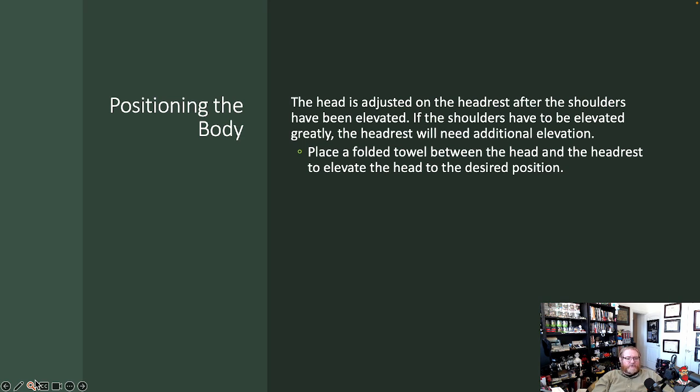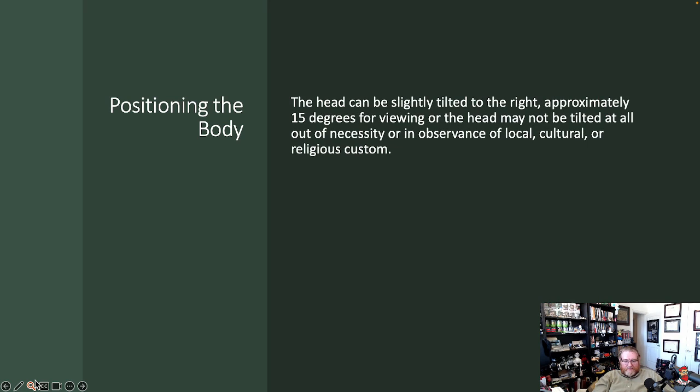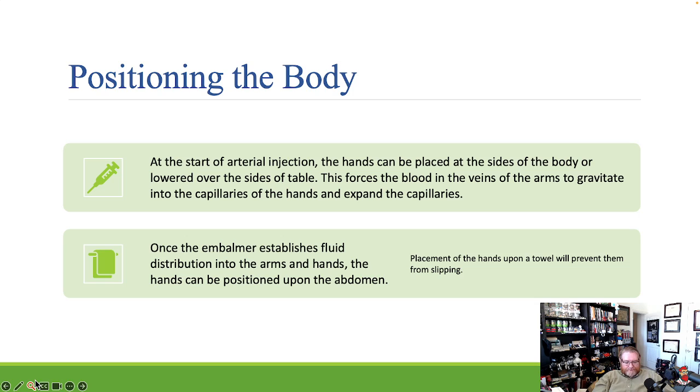I've seen all sorts of ways to get the head where you need it. Combinations of towels and sheeting, or towels and empty fluid bottles, sometimes work well if you have a really weird elevation. There are lots of things that you can use in the prep room to get the head where you need it for preservation purposes. The head can be tilted slightly to the right, approximately 15 degrees for viewing, or the head may not be tilted at all. That depends on your local community and customs. So 15 degrees or nothing, straight ahead. Know what it is in the jurisdiction that you are practicing.